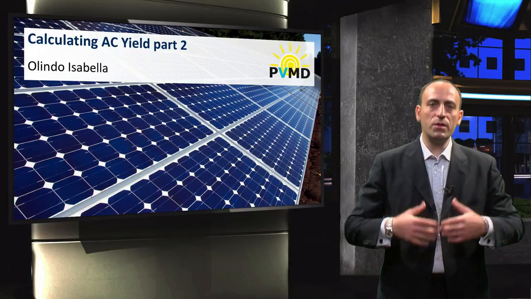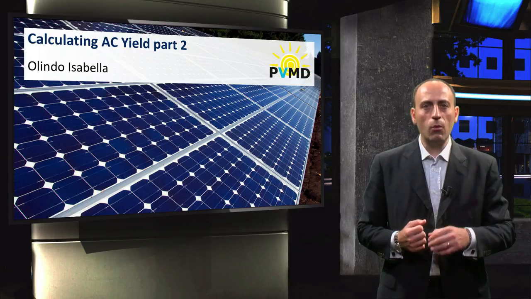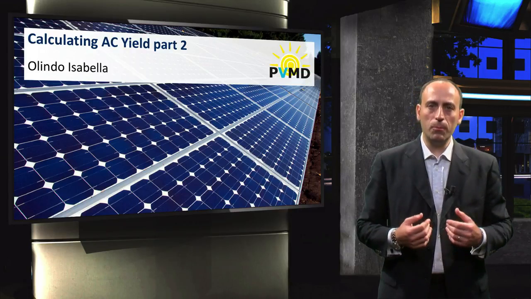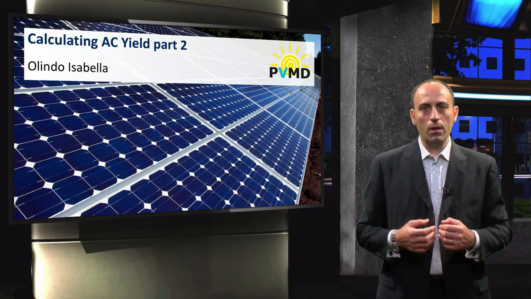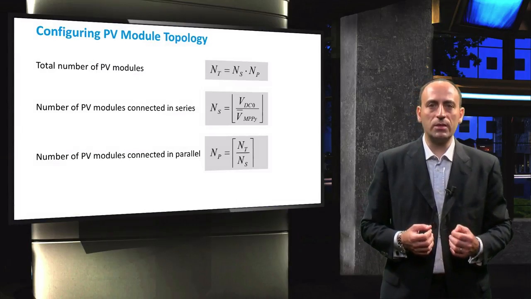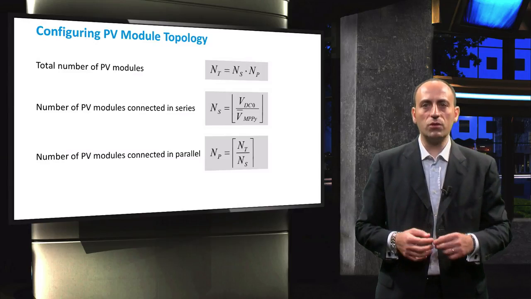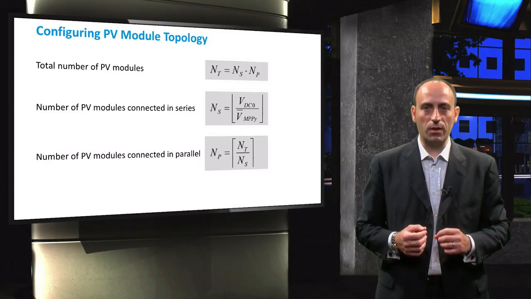In the previous video, we started our discussion of grid-connected PV system design. We will now continue by further configuring the PV module's topology. Dividing the nominal DC voltage of the inverter by the averaged maximum power point voltage of the PV modules, we find the number of modules that should be series connected in a string.